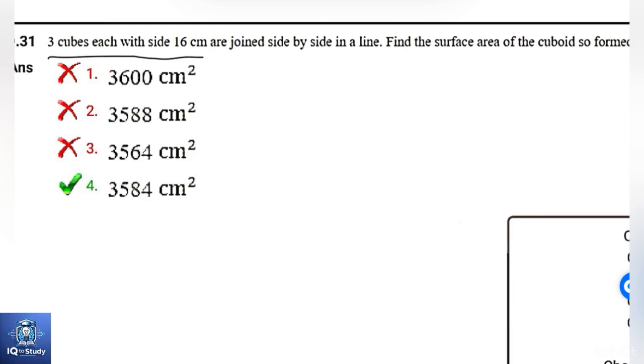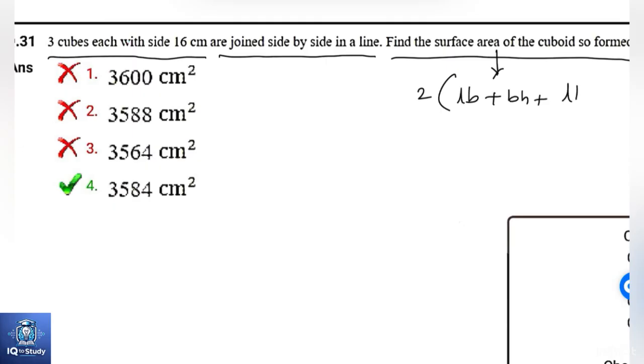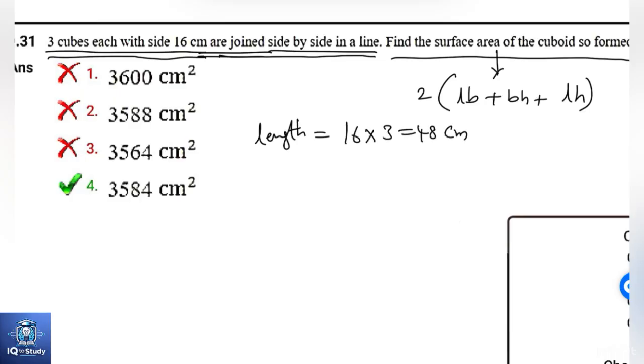Three cubes, each with side 16 cm, are joined side by side in a line. Find the surface area of the cuboid so formed. We know that surface area of a cuboid is equal to 2 into LB plus BH plus LH. Given 3 cubes each with side 16 cm are joined side by side in a line. The length becomes 16 into 3, which is 48 centimeters, and breadth is 16 centimeters, and height is 16 centimeters.